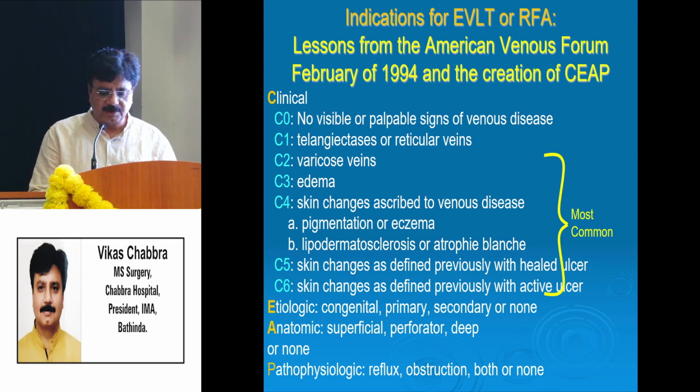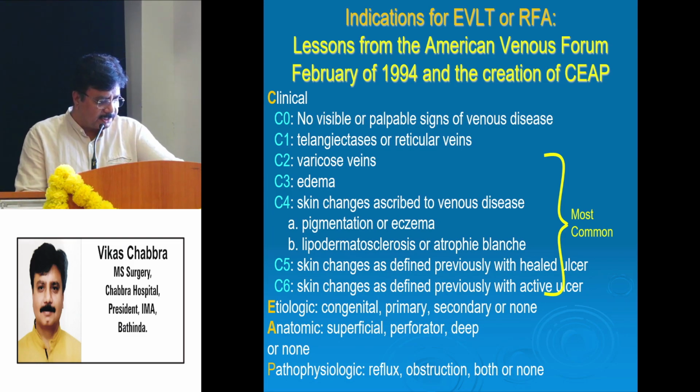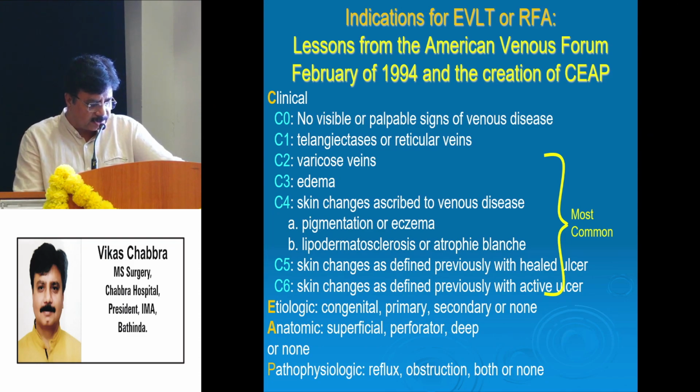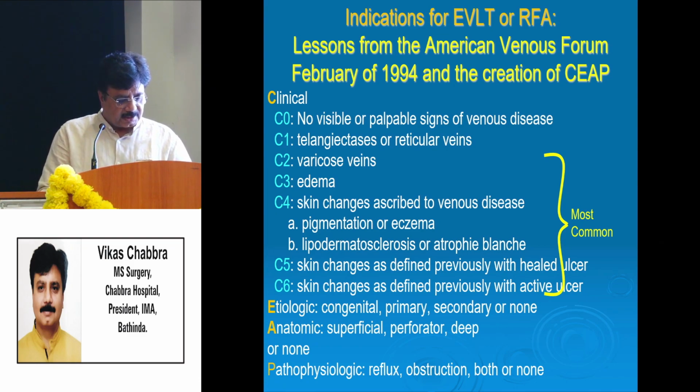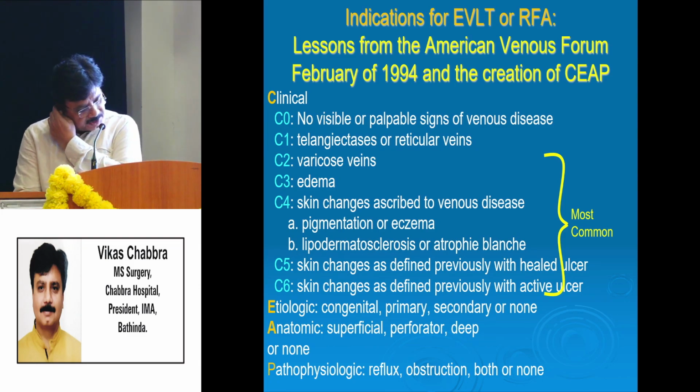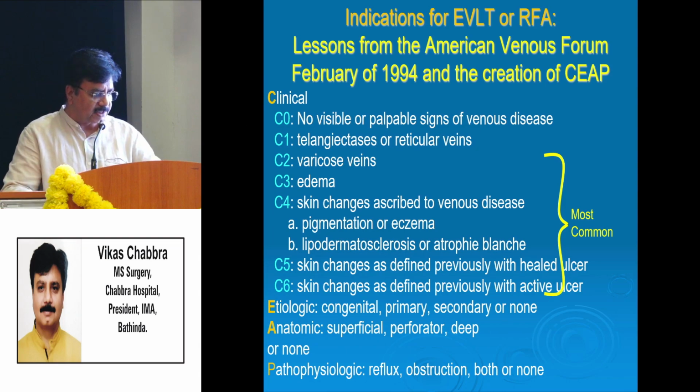Lessons from the American Venous Forum. The disease has been categorized on clinical, etiological, anatomical and pathophysiological bases. There are categories C0 to C6, depending upon the visibility of the venous disease, up to skin changes and previously active lesions at C6.